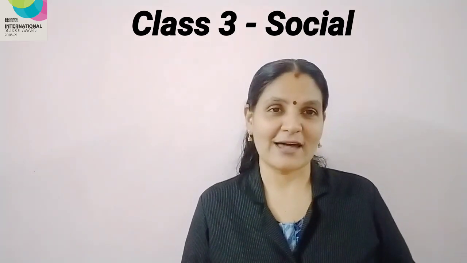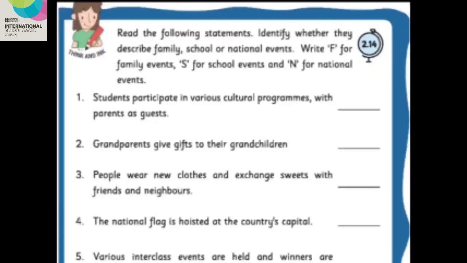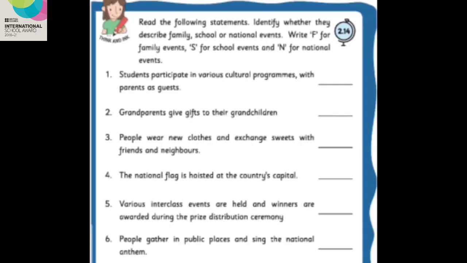Let's see what the activity is. Activity number 2.14. Read the following statements. Identify whether they describe family, school or national events. Write F for family events, S for school events and N for national events. Now you are going to write whether this is a national event or a school event or a family event. They have given you some statements here. After reading the statement, you have to identify which type of event is this.